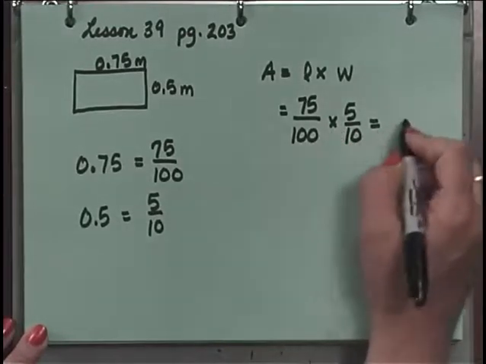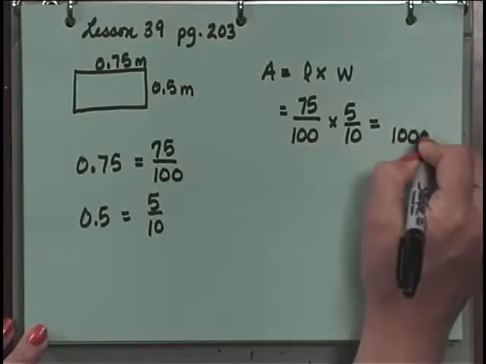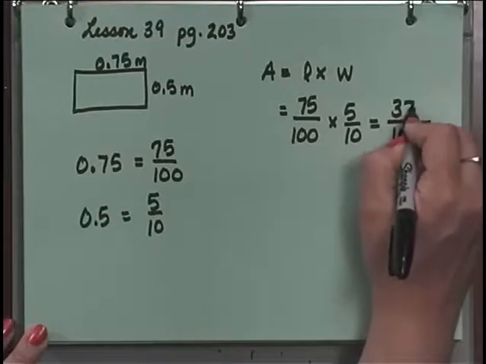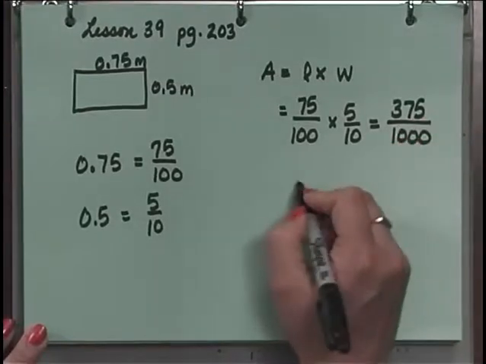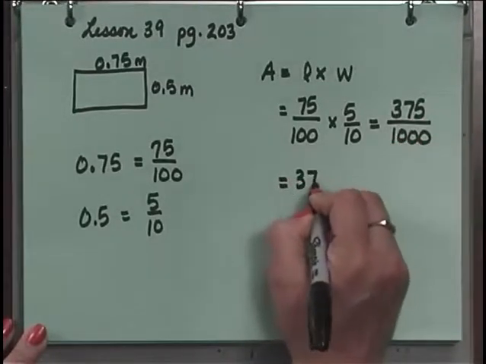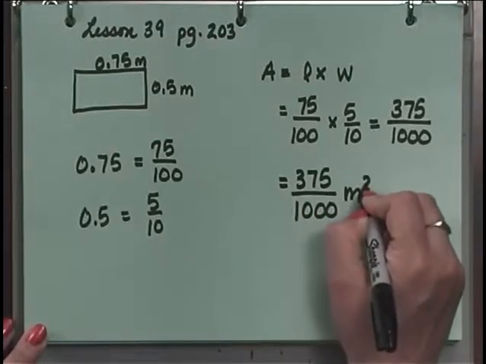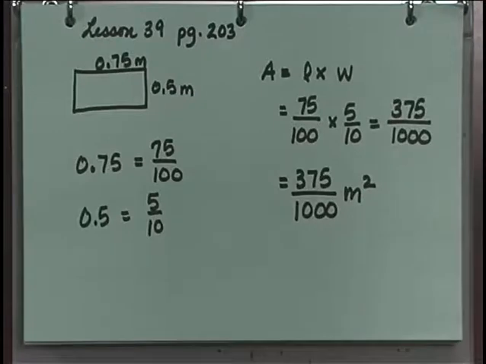Well, 100 times 10 is 1,000. And 75 times 5 is 375. So then this would have an area of 375 thousandths square meters. And that could be our solution.